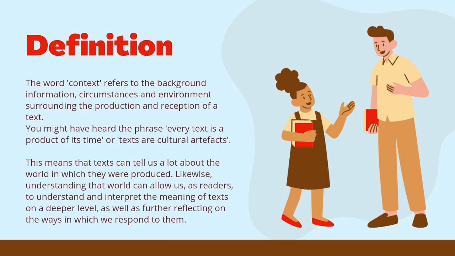Let's study the definition of context. The word context refers to the background information, circumstances, and environment surrounding the production and reception of a text. You might have heard the phrase every text is a product of its time or texts are cultural artifacts. This means texts can tell us about the world in which they were produced. Likewise, understanding the world can allow us as readers to understand and interpret the meaning of a text on a deeper level, as well as further reflecting on the way in which we should respond to them.